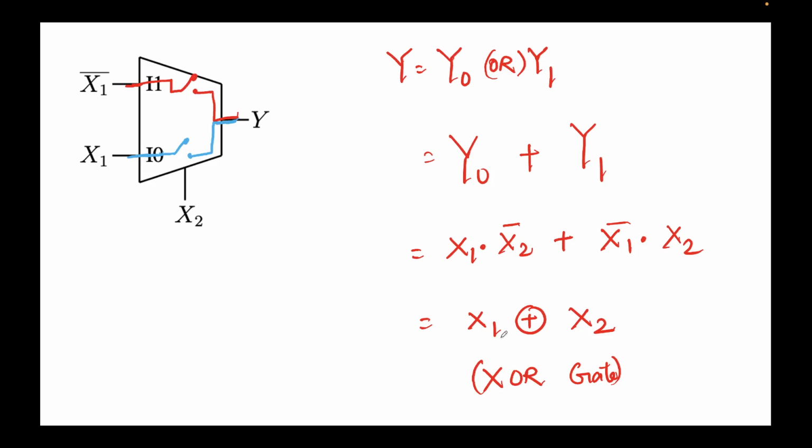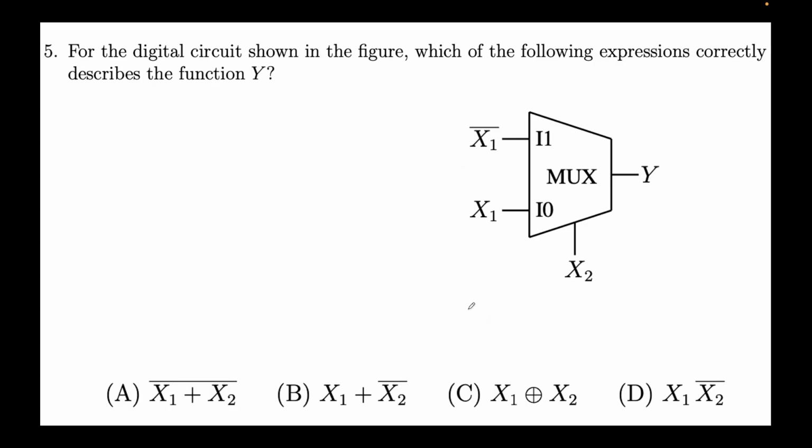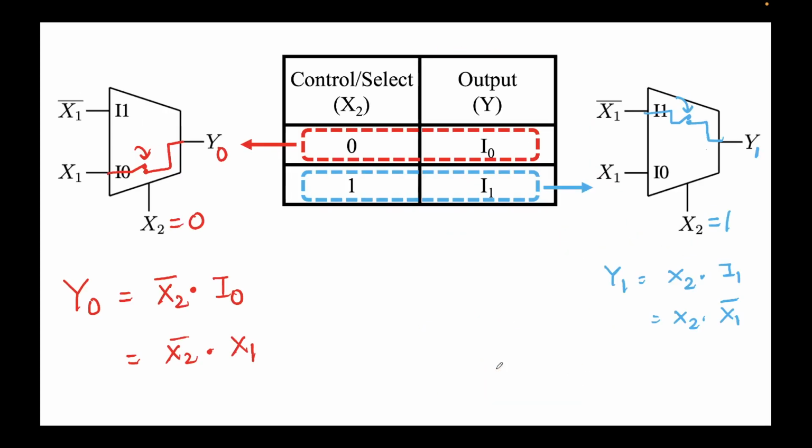And so we saw that this 2:1 multiplexer, where the inputs and the select lines are oriented in such a fashion, functions as nothing but an XOR gate. So the answer here would be XOR gate, which happens to be option C over here. All right. So just a brief summary for this problem.